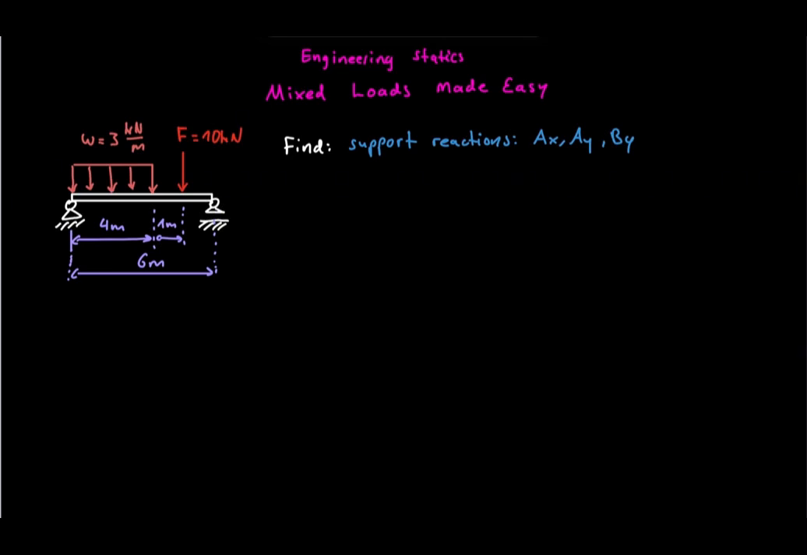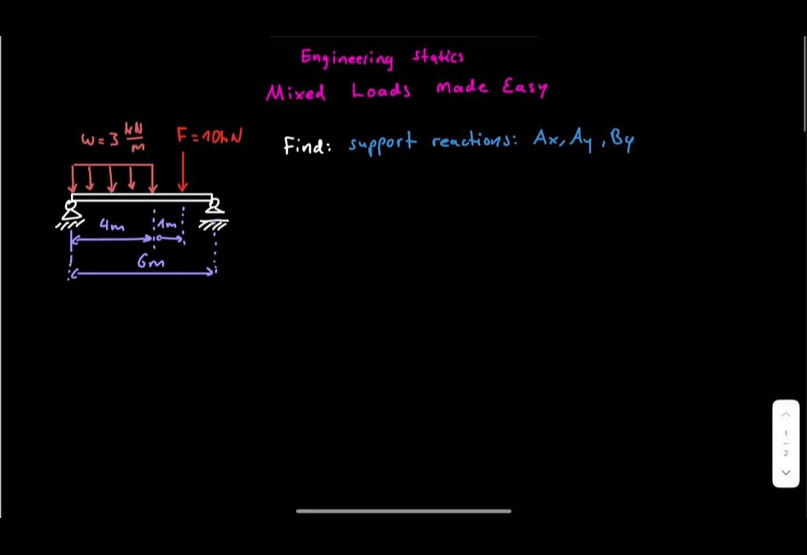Consider a simply supported beam with a pin support at A and a roller support at B. The beam length is 6 meters. A uniform distributed load of 3 kilonewtons per meter acts over the first 4 meters of the beam. In addition, a point load of 10 kilonewtons acts 1 meter to the left of support B. Our goal is to determine the support reactions.